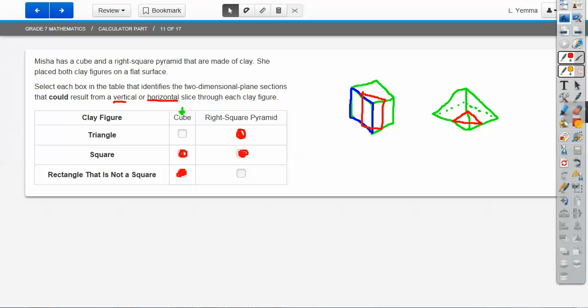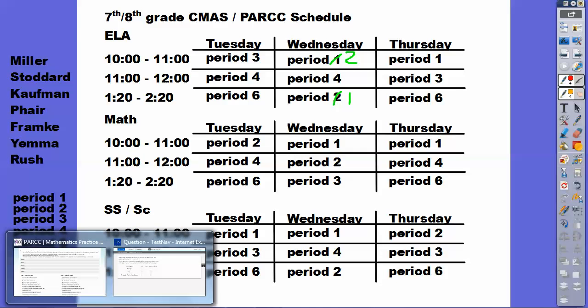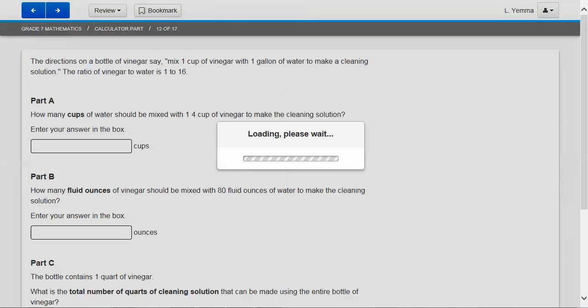All right, moving on to the next problem. I'm going to have to keep going back and forth to this, which is a pain, but there's not much else I can do.